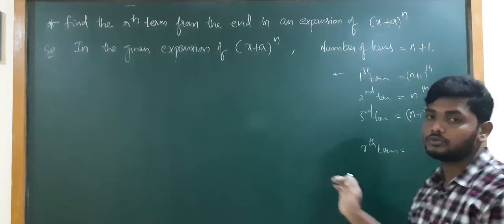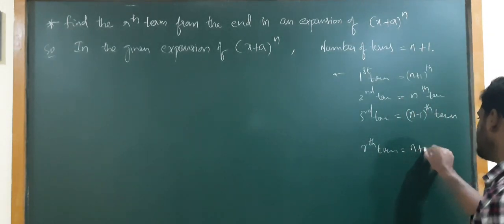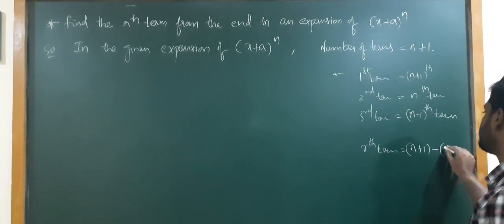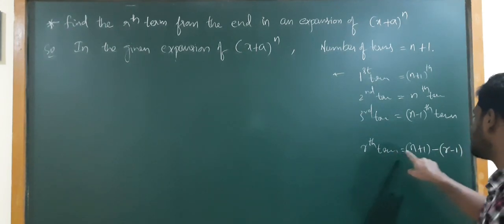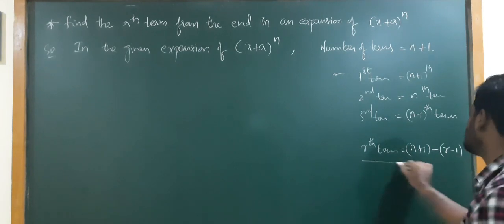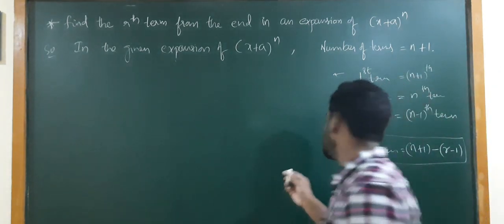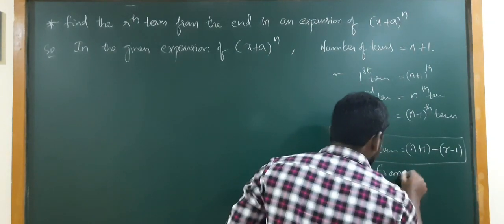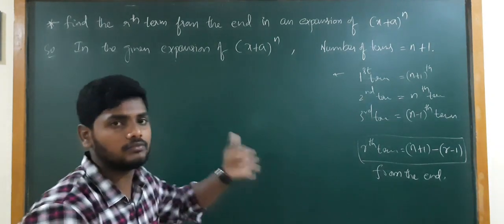That r value we don't know. How to find the rth term from the end? That formula is n plus 1 minus of (r minus 1). N plus 1 minus (r minus 1). This is the formula to find the rth term, nothing but any term from the end. So this is the formula to find any term from the end.